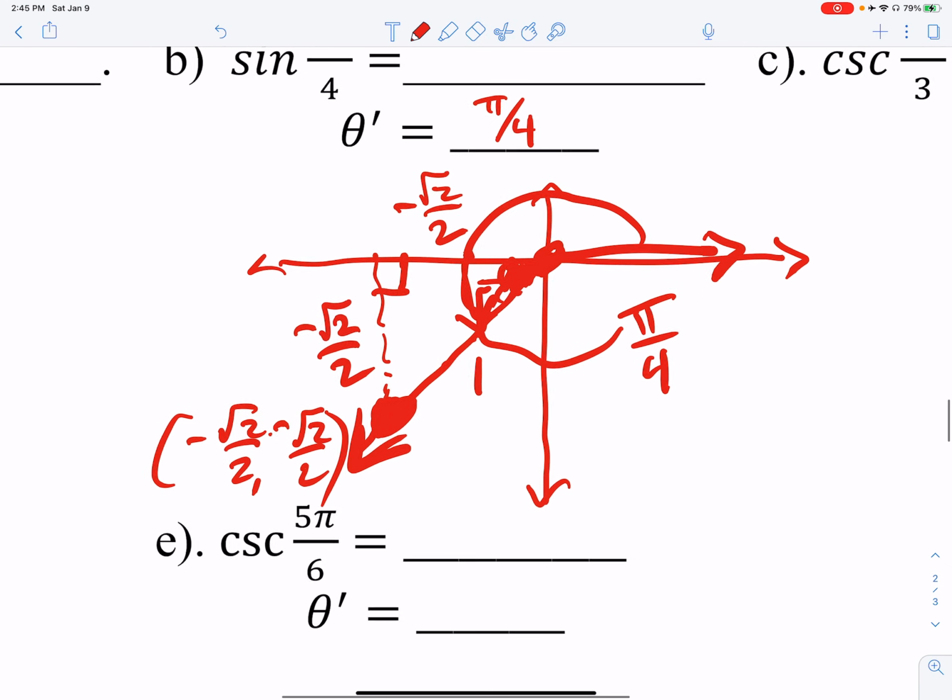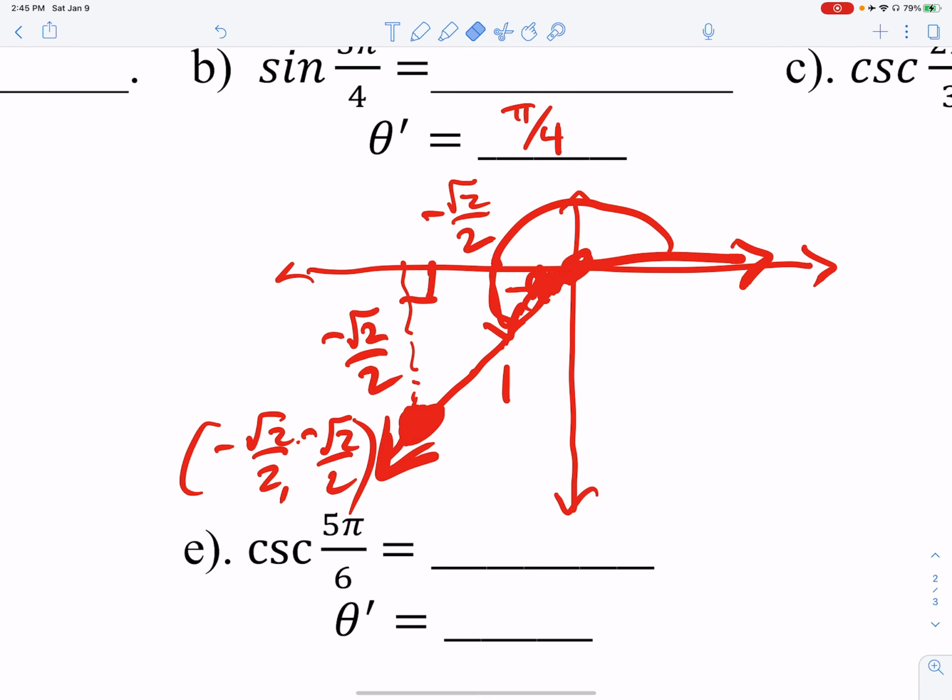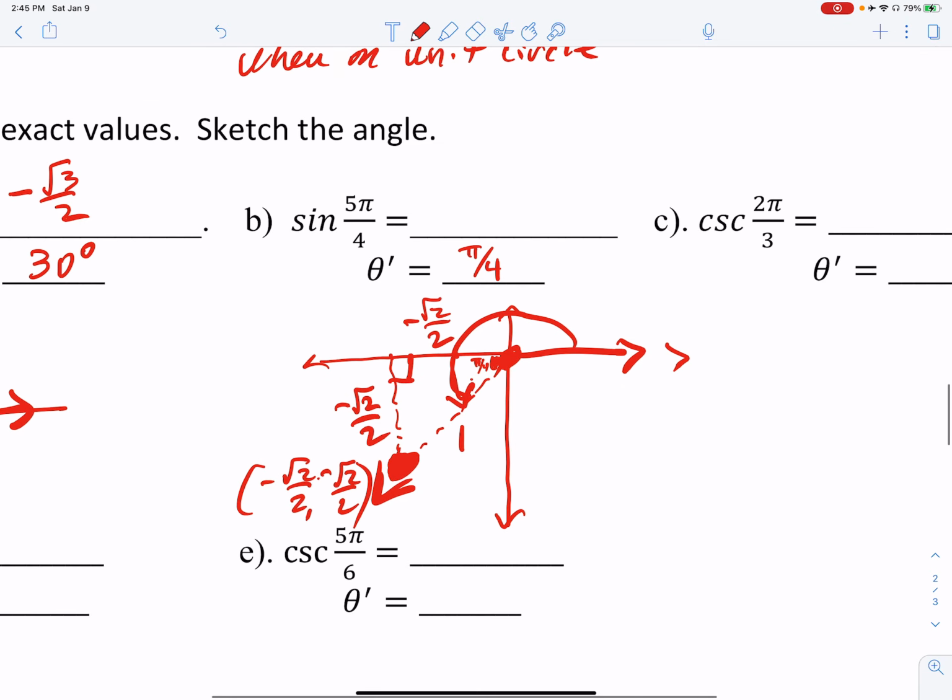So if I erase that, maybe. Oh, I didn't really want to erase all that, but oh well. So this right here is pi fourth, and that would be your reference angle. And so the sine is the y coordinate of that, and it is negative root 2 over 2. Or you can say on this triangle, this is adjacent, this is opposite, and this is hypotenuse. And sine is opposite over hypotenuse, but since the hypotenuse is 1, you get negative root 2 over 2 that way.